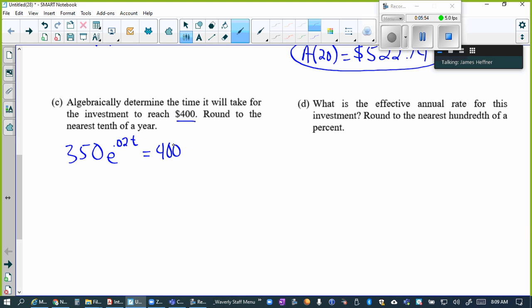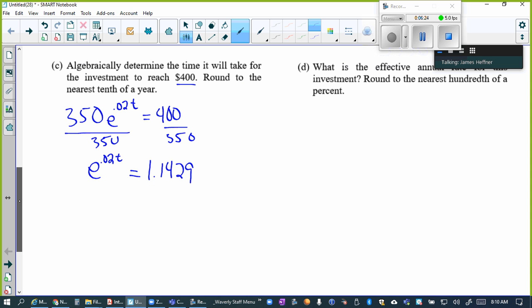That's right, we have to clean this thing up. So if we divide by 350 here and over here, on the left side we end up with e to the 0.02t equals, when we put that in the calculator, about 1.1429, I believe, when we divide those. I want to go out a few decimals because when I round back to 2 decimals, it'll be more accurate.